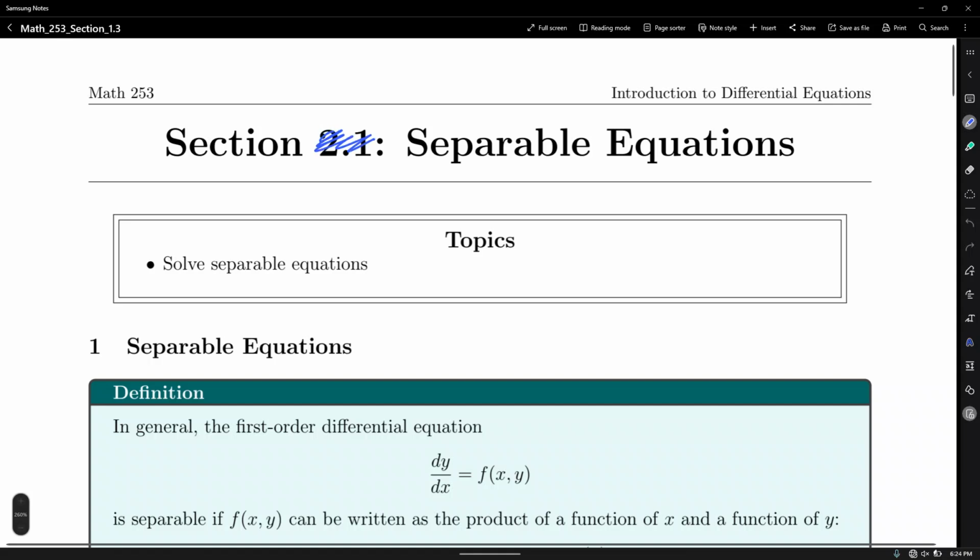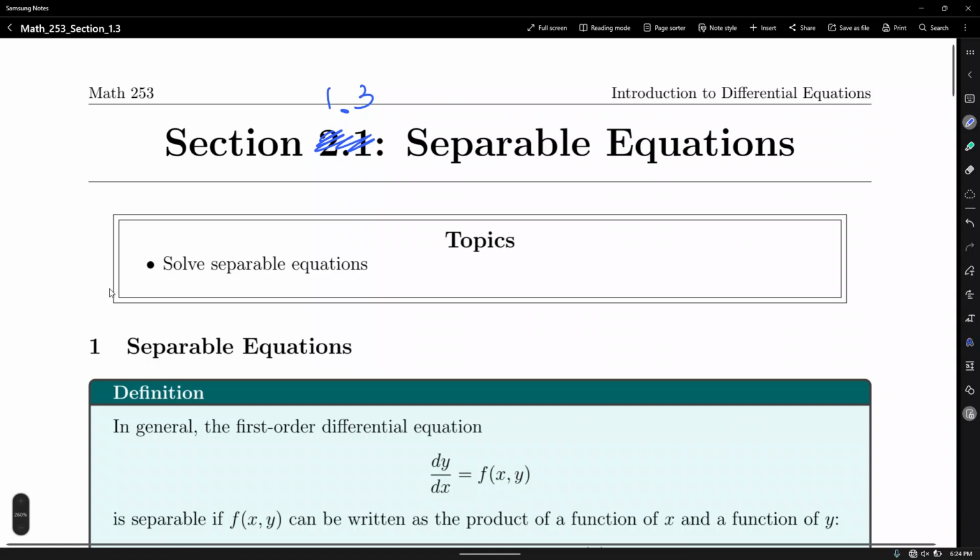Okay, this is 1.3, separable equations. And guys, you already did this in Calculus 1, so we're going to do a couple of exercises. Rather, I would like to focus on some physical applications like radioactive decay and population growth, which you know from pre-calculus, that exponential function you guys were asked to memorize. Here we're going to learn where it's coming from.